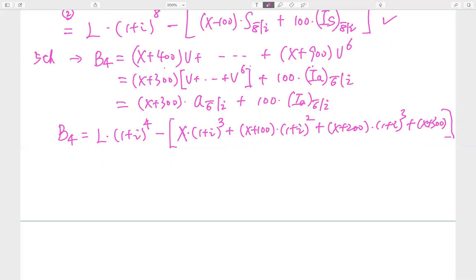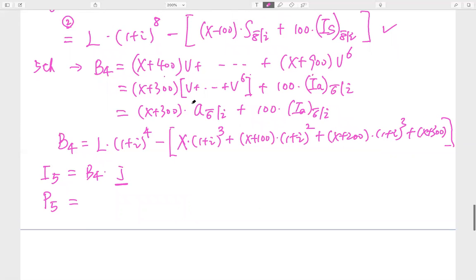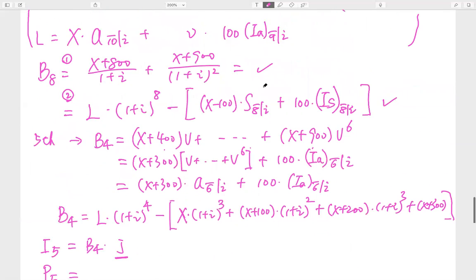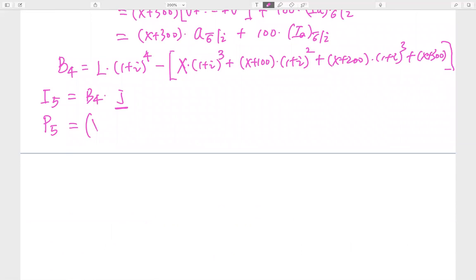Once you know that, interest is fairly easy, right? Just need to times by the monthly interest rate. Once I know I5, I know P5. P5 would be, what would be my fifth payment? X plus 400. So, remember here, the payment is not the same, right? So it's not X, it's actually X plus 400. So that's something you need to keep in mind.